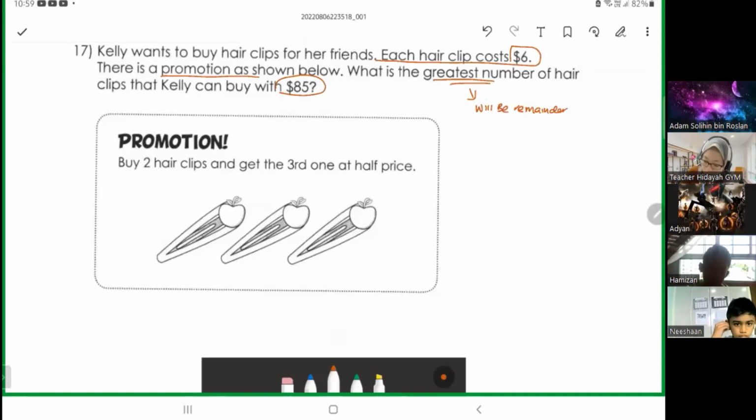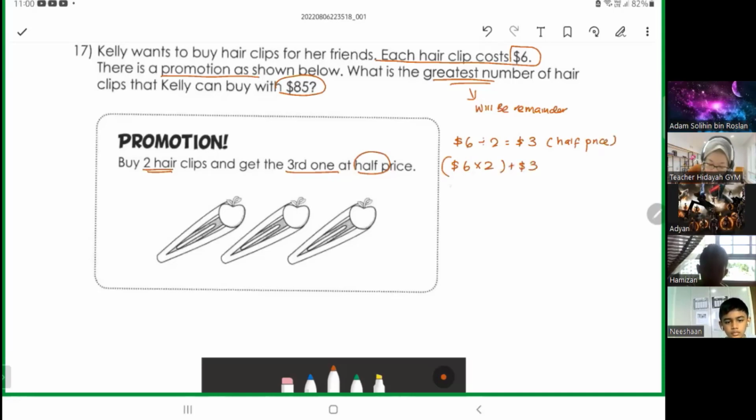Each hair clip is $6. They say buy 2 hair clips, you get the third one at half price. Now, how many can I buy with that $6? You take your $6, you divide it by 2, you get $3. So now the $6, I buy 2, right? Times 2. This is at half price. $6 plus $6 plus $3 will be $15. This is considered one set.